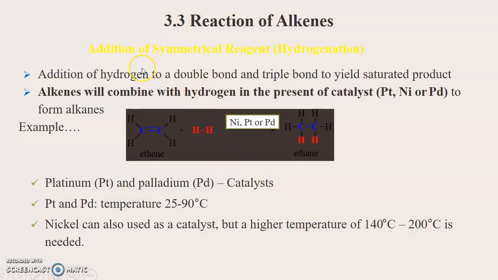Okay. Under addition reaction, we have addition of symmetrical reagent. Yeah? So symmetrical reagent is hydrogen. So this reaction is called hydrogenation. Addition of hydrogen to double bond or triple bond to yield saturated product. In this reaction, alkenes will combine with hydrogen in the presence of catalyst. Catalyst can be either platinum, nickel, or palladium. Yeah, so this is the catalyst.